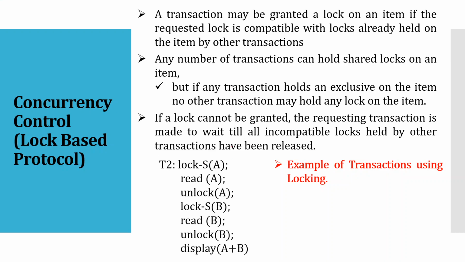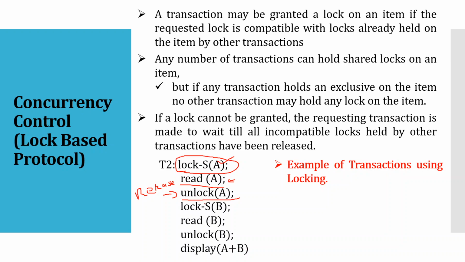See here, transaction T2 has acquired a lock S on data item A. So this is a shared lock, right? It will only be allowed to read the data. It cannot write the data. And after the work has been performed, it releases this lock. Unlock means release. Once the task on item A has been done by transaction T2, it releases the lock.